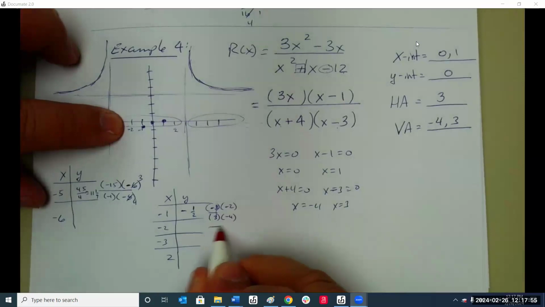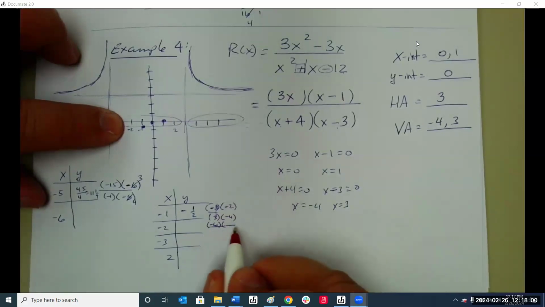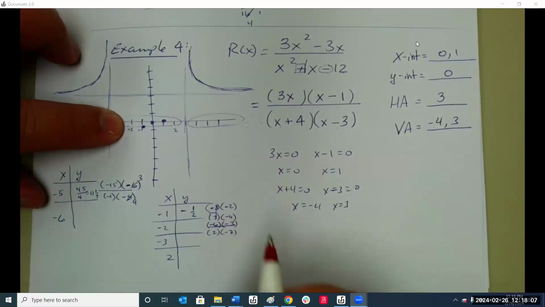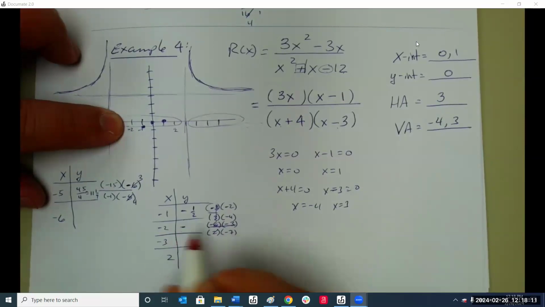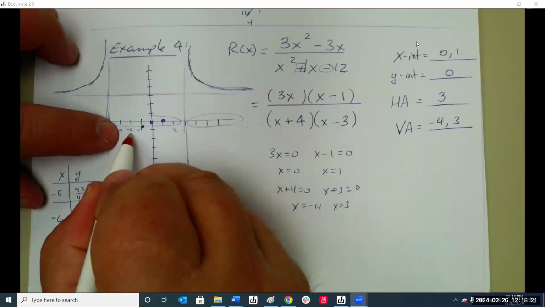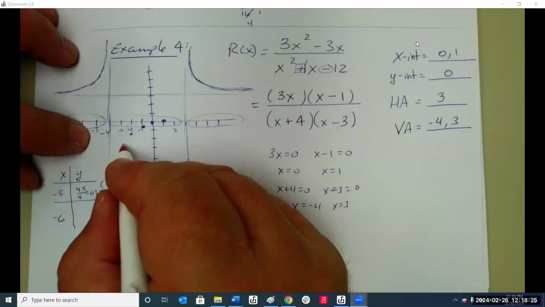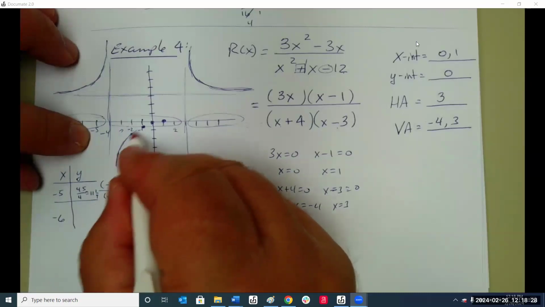At -2, I got a -6, -3, 2, -7. So it should be -9/7, which is -1 2/7. Okay, so this side's going to go down.